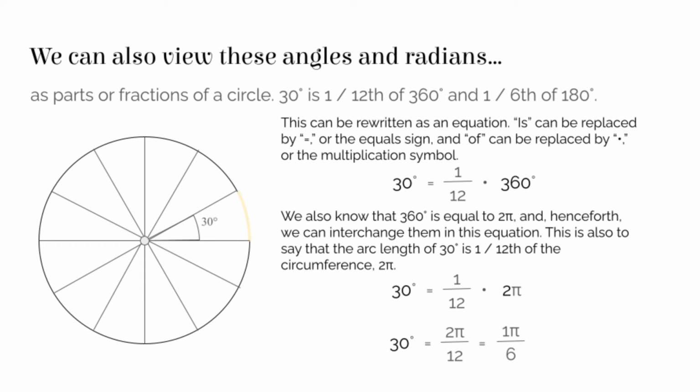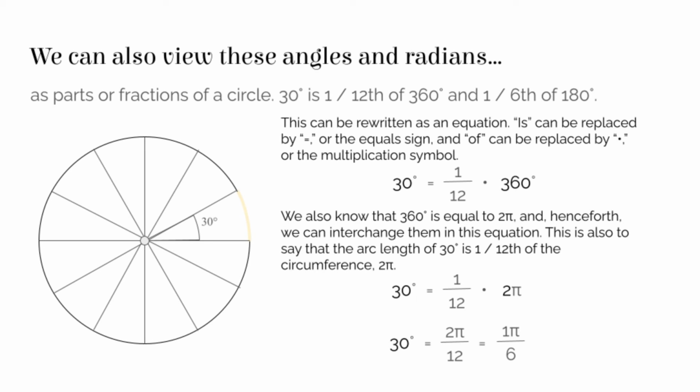We can also view these angles in radians as parts or fractions of a circle. 30 degrees is 1/12 of 360 degrees, and 1/6 of 180 degrees. This can be rewritten as an equation. "Is" can be replaced by the equal sign, and "of" can be replaced by the multiplication dot or the multiplication symbol. That is, 30 degrees equals 1 over 12 multiplied by 360.